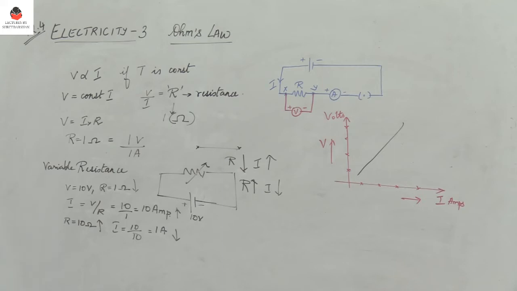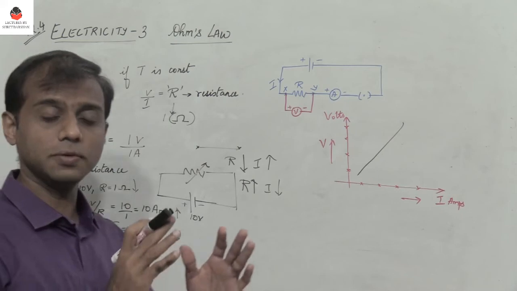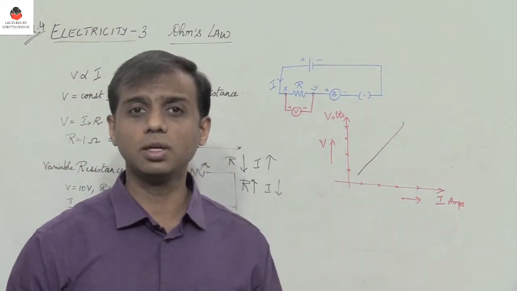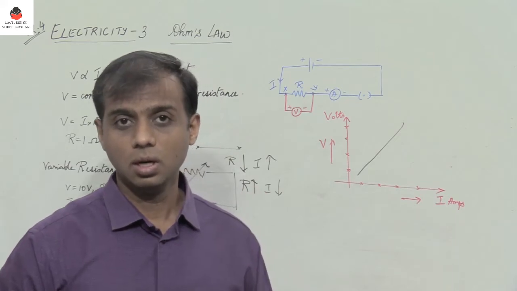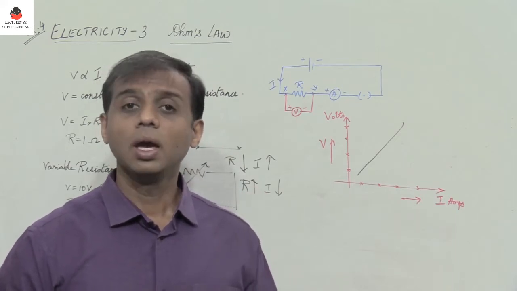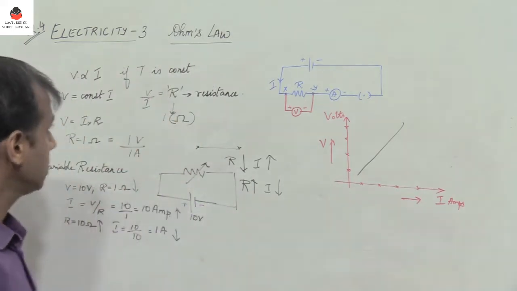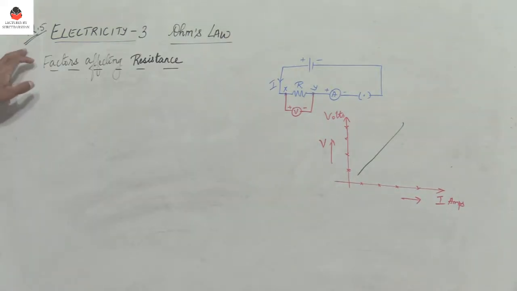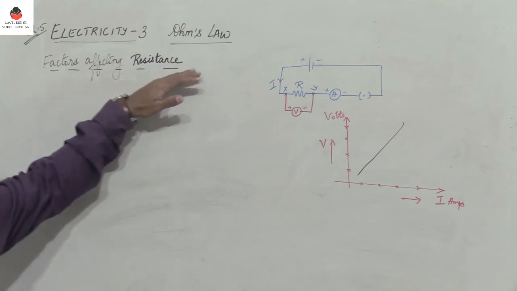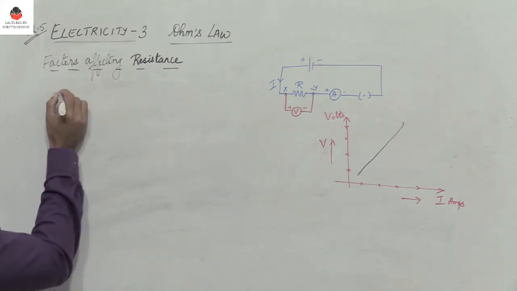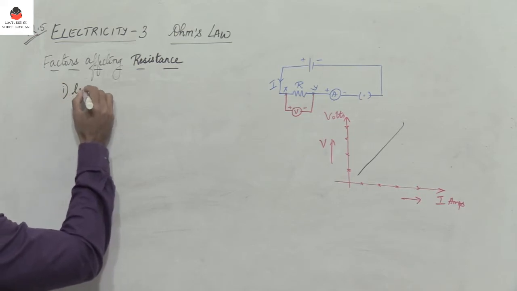So now we need to know what are the various factors affecting resistance of a conductor. So we have defined what is resistance, and resistance for a given conductor remains constant at a given temperature. But what are the factors affecting resistance of a conductor? So let's see that. So section 12.5, what are the various factors affecting resistance of a conductor? The first happens to be the length of the conductor.